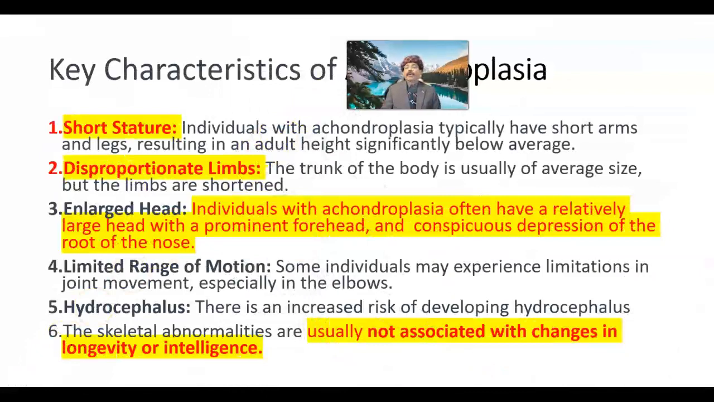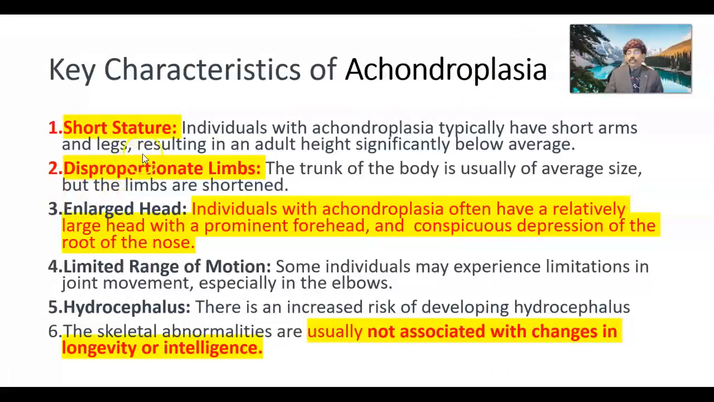Key characteristics of achondroplasia: short stature. Individuals with achondroplasia typically have short arms and legs, resulting in an adult height significantly below average. Disproportionate limbs. The trunk of the body is usually of average size, but the limbs are shortened. The trunk may show features of scoliosis in some individuals, that is bending of the trunk, the vertebral column. That may be an association.